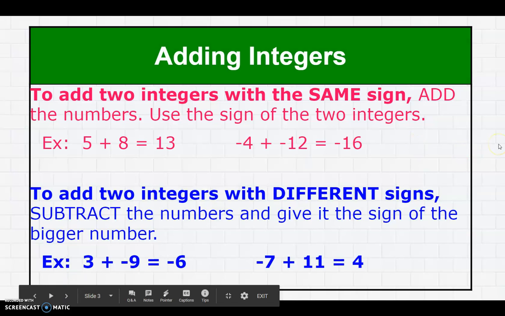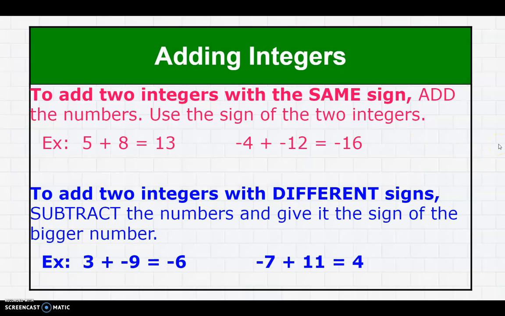Okay, there are some rules that you can use to help you add integers. Now remember, integers are all the whole numbers that are either positive or negative. So all of the whole numbers and their opposites. So two situations can occur when adding integers. The first one is that you could add two integers with the same sign.